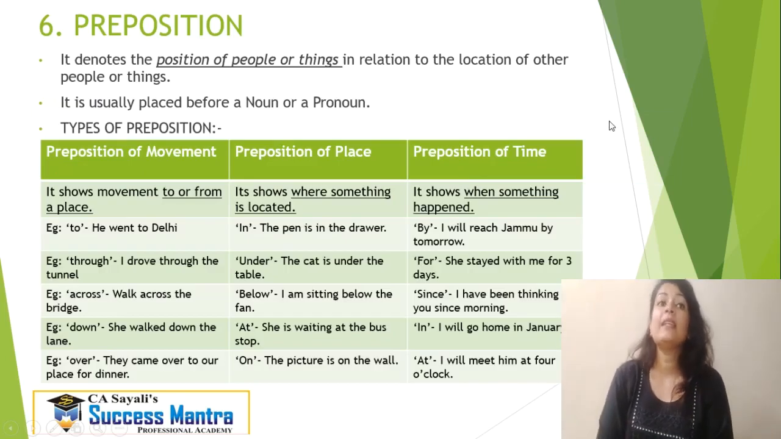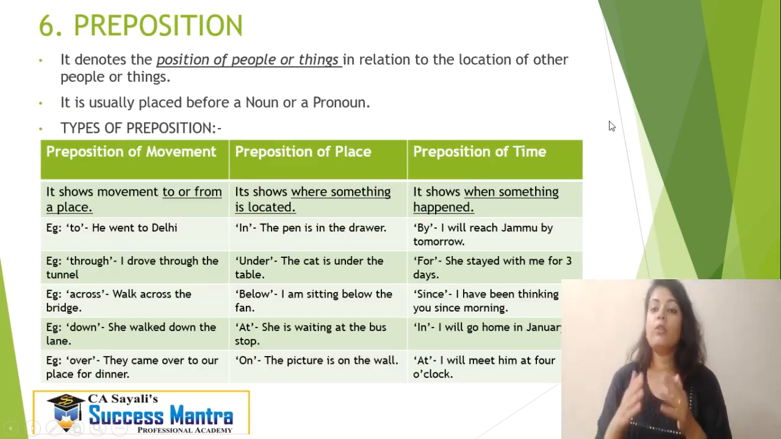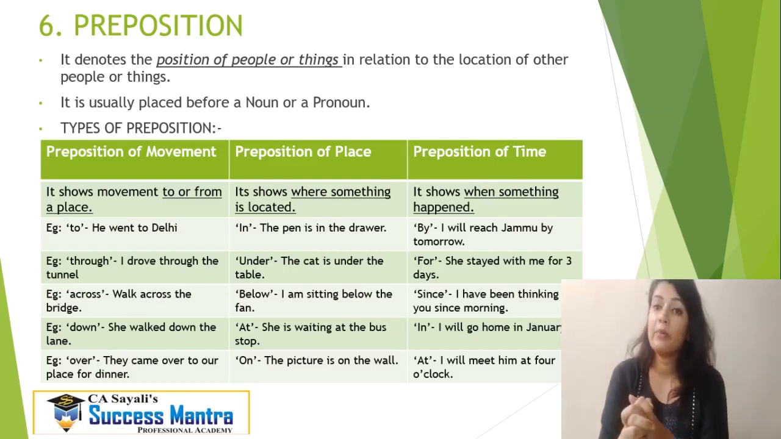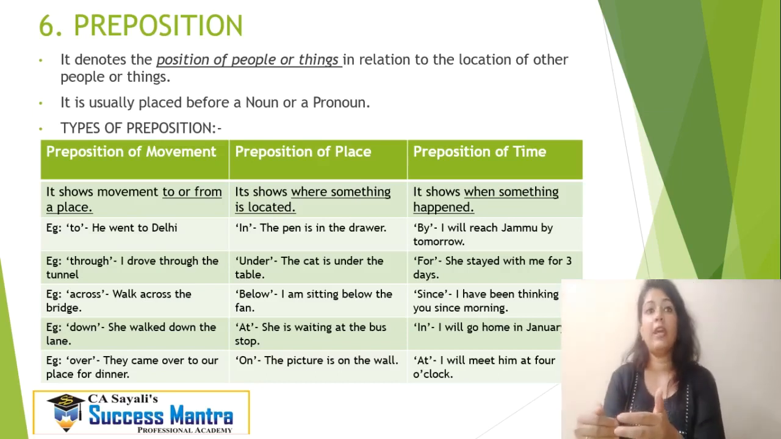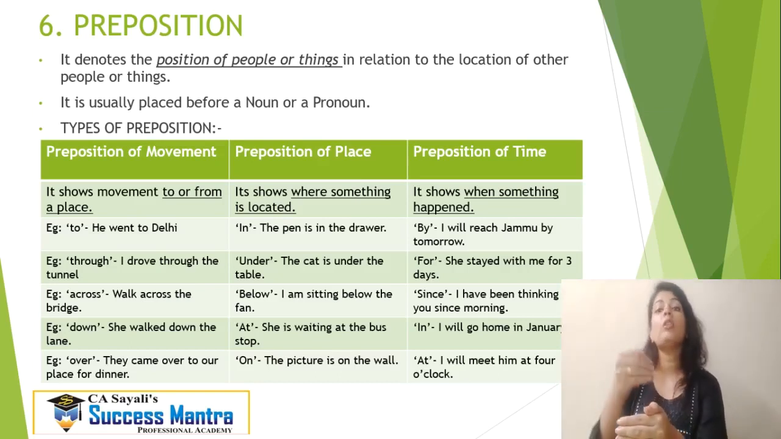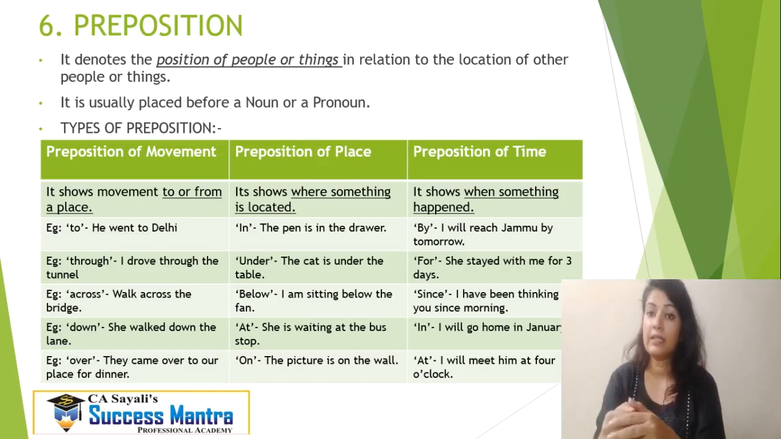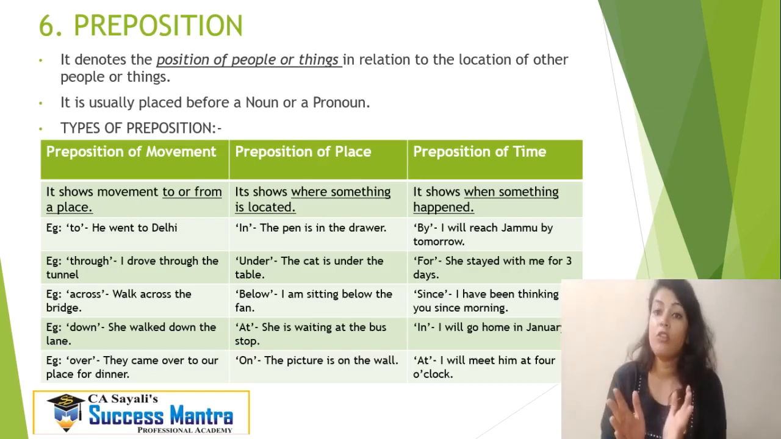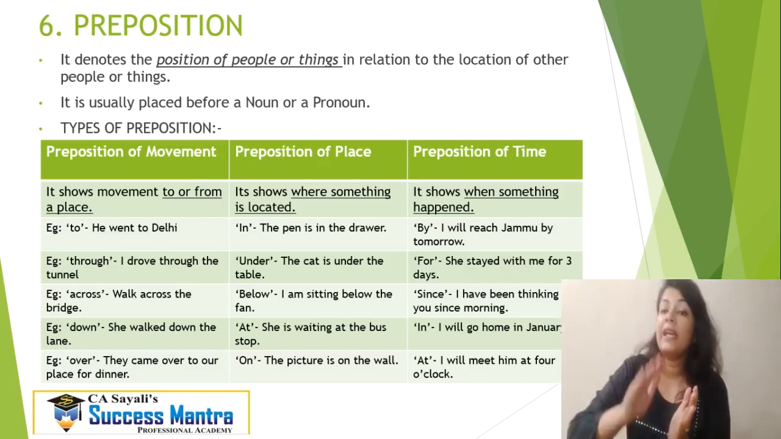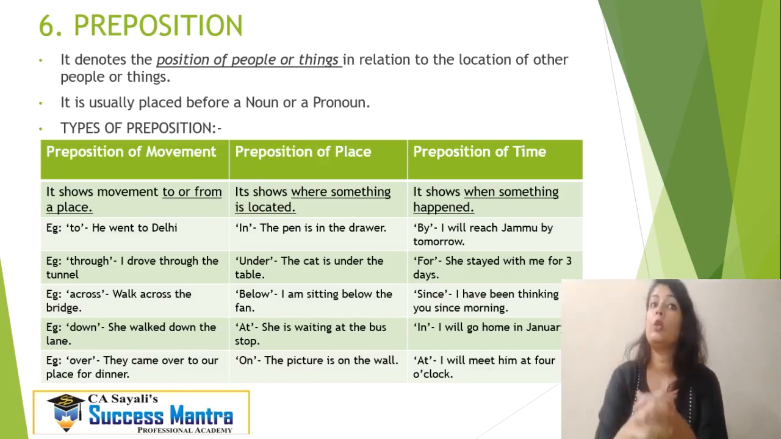Now the next thing is preposition. तो next part of speech जो है हमारा that is known as a preposition. तो preposition मतलब क्या? तो preposition जो है it usually explains, it usually depicts the position of people or things, but how? In relation to the location of other people or things.